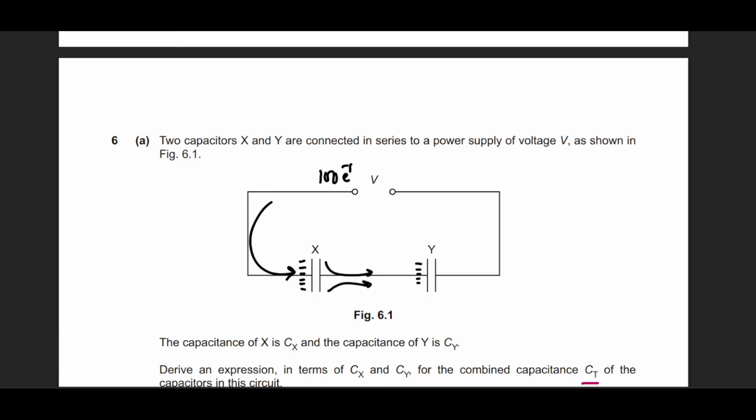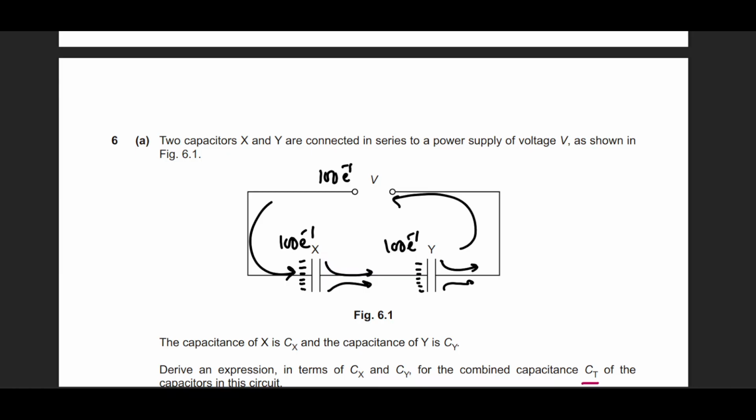And accumulate on the left plate. So 100 electrons accumulated on X. It caused the repulsion of 100 electrons from the opposite plate, and they also accumulated on the left plate of Y. So this is also 100 electrons. And then those electrons are going to be repelled and they go back to the battery. That is how the capacitors are being charged.